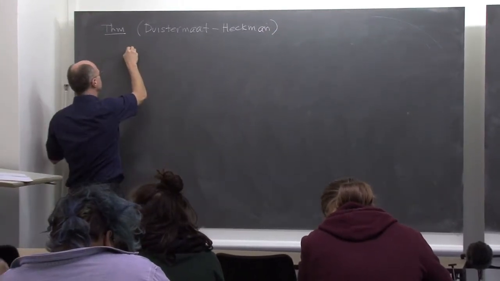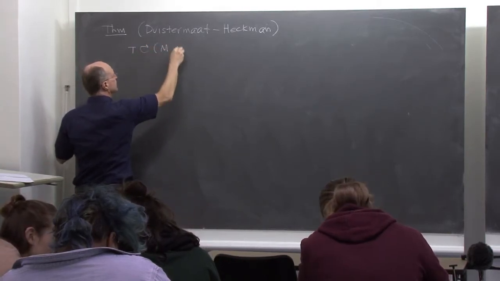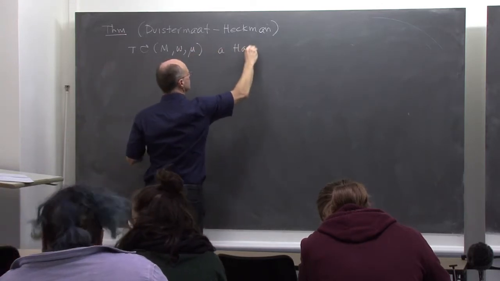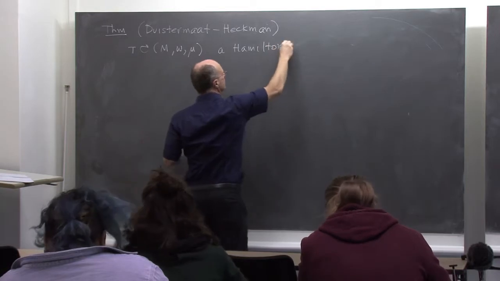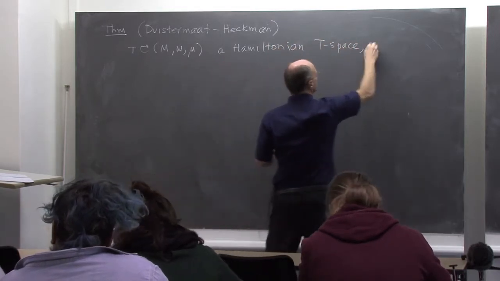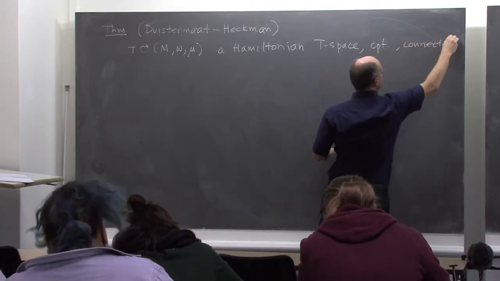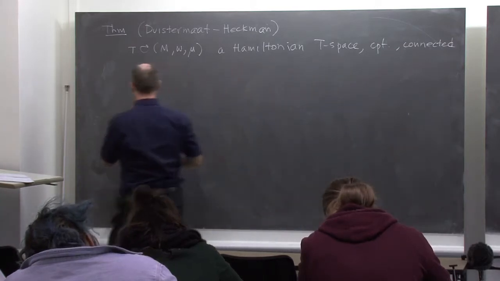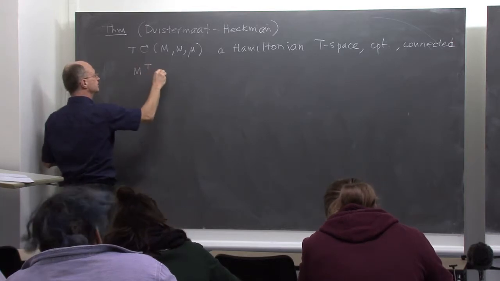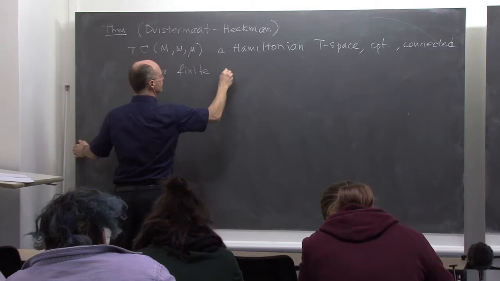Well, as usual, we have a triple (M, omega, mu), a Hamiltonian T-space, compact, connected. And to simplify our life, we assume that the fixed point set is a finite set.